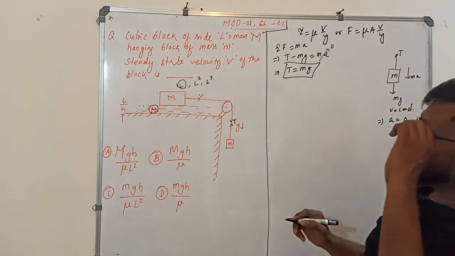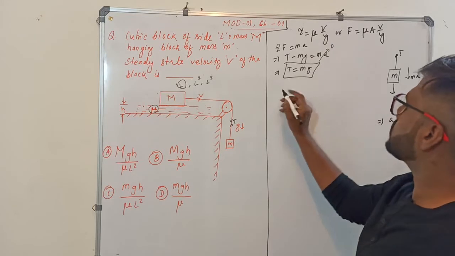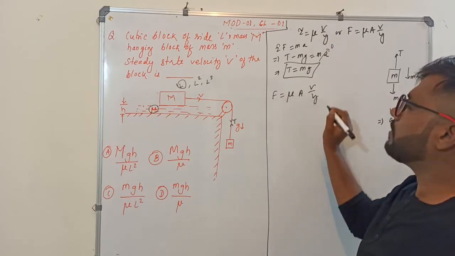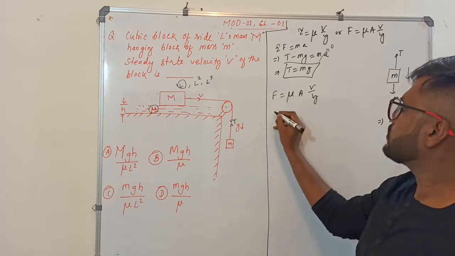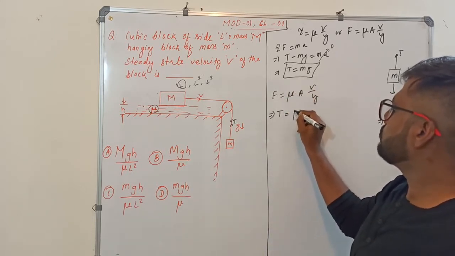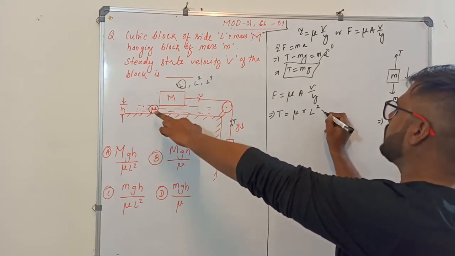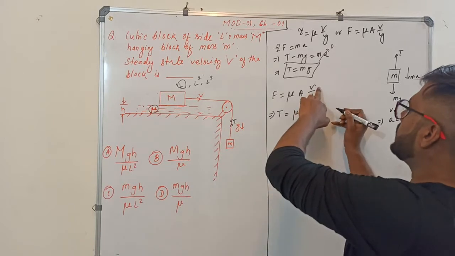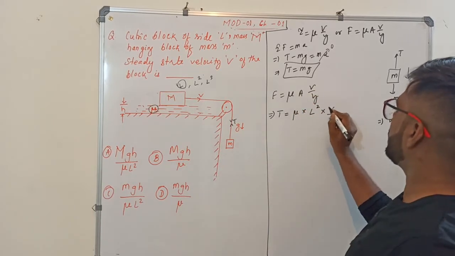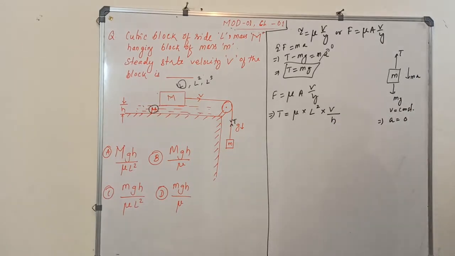Okay. Now apply your Newton's law of viscosity here. What is Newton's law of viscosity? F is equal to mu into A v by y. Okay. So this implies that the tension T is equal to mu. What is A? What is the base area? L square into the velocity. Okay, velocity is your v divided by y. y is nothing but your h.